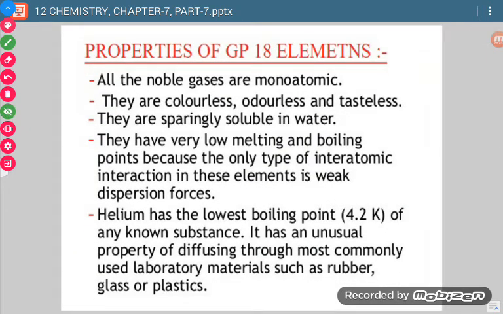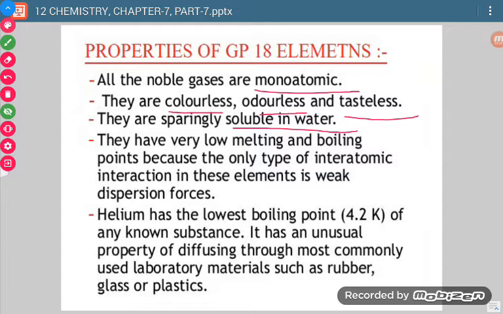Okay. Now, what are the properties of group 18 elements? All the noble gases are monoatomic. Okay, they are colorless, odorless, and tasteless gases. They are sparingly soluble in water, means they can be dissolved to a little amount in water. They have very low melting and boiling points because the only type of interatomic interaction in these elements is weak dispersion forces.